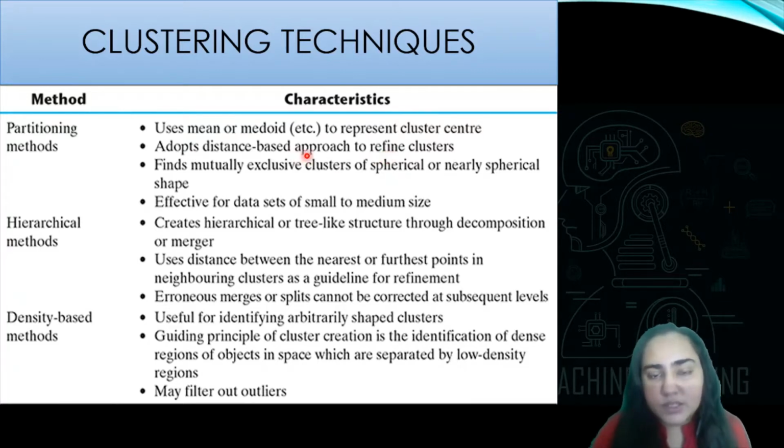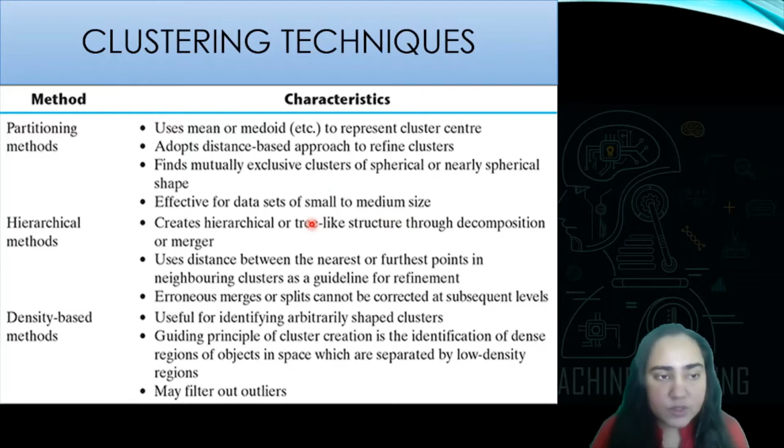It adopts a distance-based approach to refine the clusters, which means once the center is found, it will try to do the clustering based on distance from that center. It also finds mutually exclusive clusters of spherical or nearly spherical shape, and it is great for working with small to medium-sized data sets.